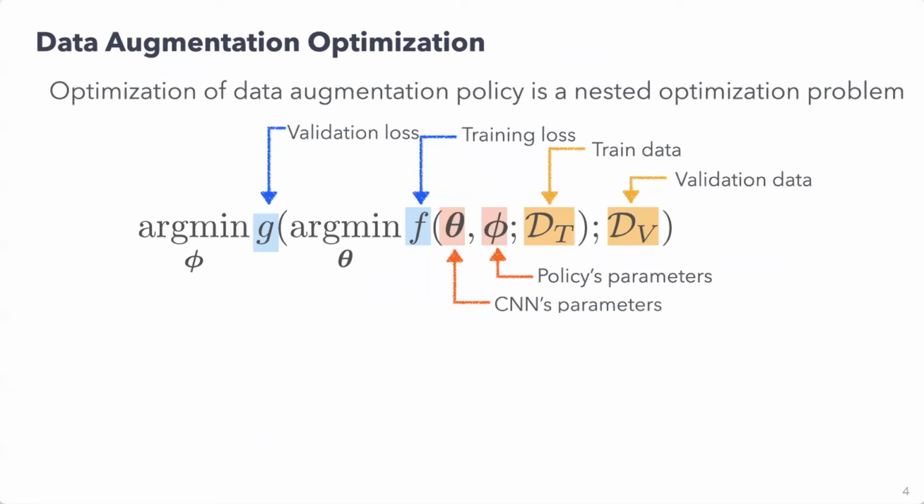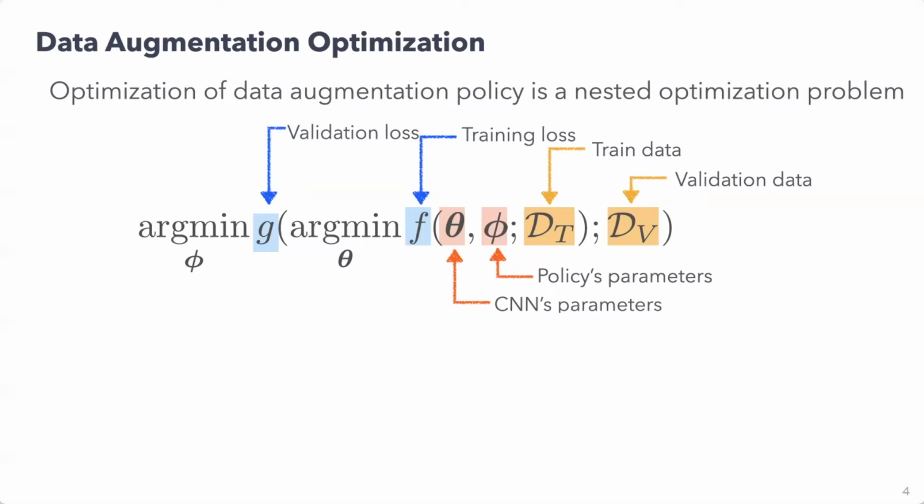Optimization of data augmentation policy can be written as a nested optimization problem. In the inner problem, a CNN is trained to minimize the training loss with a given policy phi. In the outer problem, a policy is optimized to minimize validation loss. Actually, directly tackling this problem is computationally difficult.